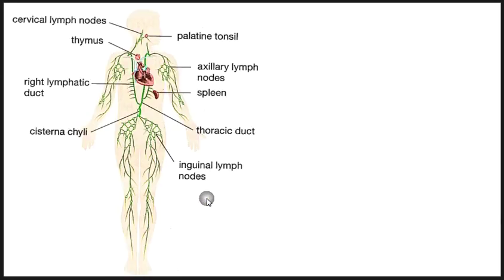So these are the ones here. We have this one here, the cervical node. It receives lymph from the head and the neck. Then you have this one here, the axillary lymph nodes, which receive lymph from the upper body and the upper limb. Then you have this one here, the inguinal lymph nodes, which receive lymph from the lower limb.